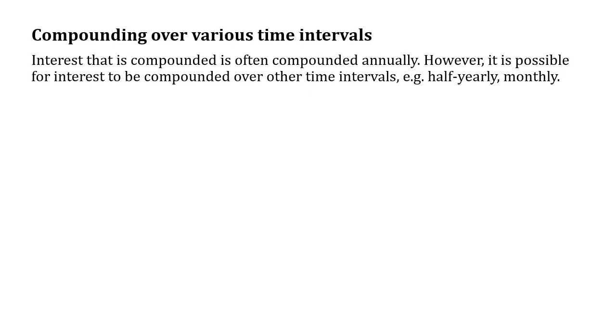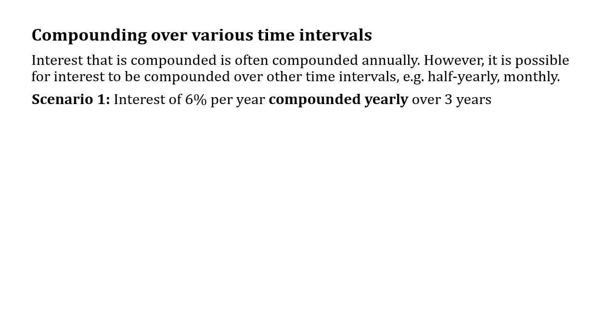Now, when we talk about compound interest, there is a possibility that the compounding is done over various time intervals. It doesn't have to be compounded yearly, compounded annually. Although that is the usual scenario, it can be compounded half yearly, for example, or compounded monthly. All right, we will see how the same formula for compound interest will change when the time interval is different. So let's look at 3 different scenarios.